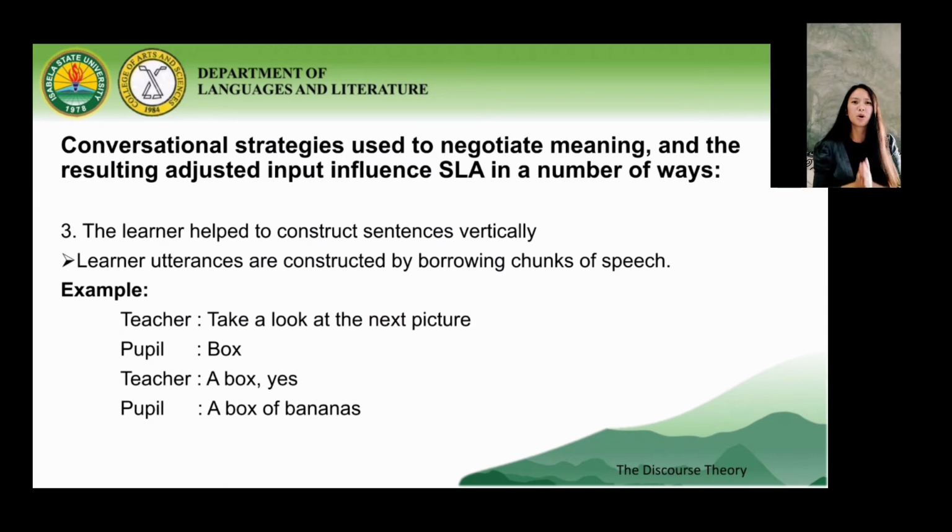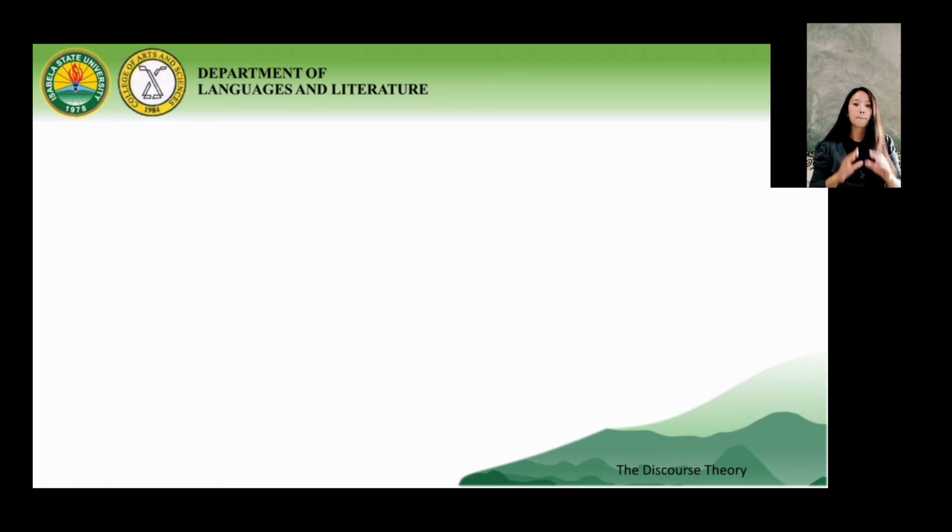So in this example, guys, the last utterance of the pupil in this exchange was constructed vertically by borrowing a chunk of the preceding discourse, which is a box, and adding to it the word bananas. A box of bananas.